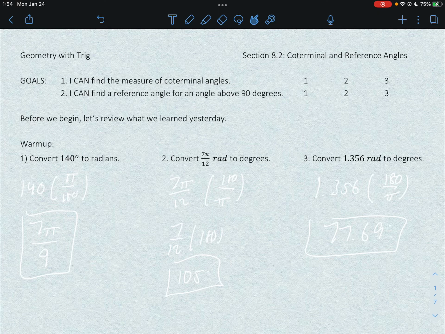All right, everyone, let's take a look at our next section, Coterminal and Reference Angles. Now, before we get into anything new today, let's remember what we learned in our last video, which is converting from degrees to radians and back. So at this point, you should go ahead and pause this video, try the 3 warm-up problems, and unpause it when you are finished.